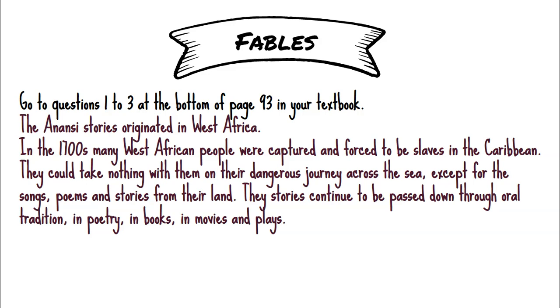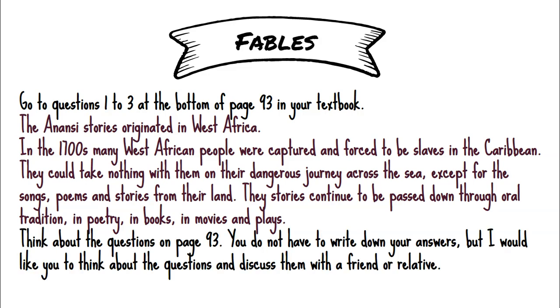Now, the stories continue to be passed down through what we call oral tradition. So that means stories passed down from parents to children, grandparents to grandchildren, in poetry, and today written down in books. And we see stories from ancient West Africa in movies and plays. Now, the Anansi stories feature very, very prominently. So there are a number of stories which feature this character, Anansi.